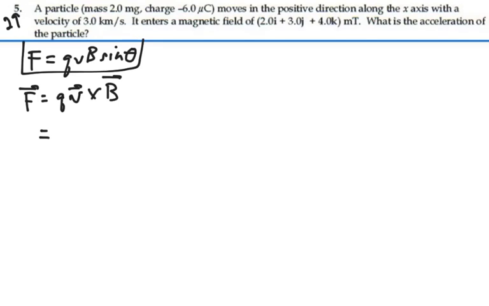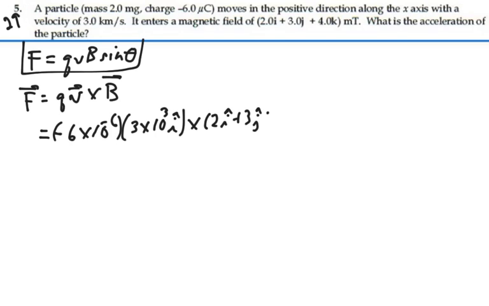We have charge, negative 6 microcoulombs, times the velocity, which is 3 kilometers per second, so that's going to be 3 times 10 to the 3 meters per second in the x direction, or i, and that is crossed with the magnetic field, which is 2i plus 3j plus 4k millitesla, so that's 10 to the minus 3 Tesla. Alright, let's put all of our numbers together.